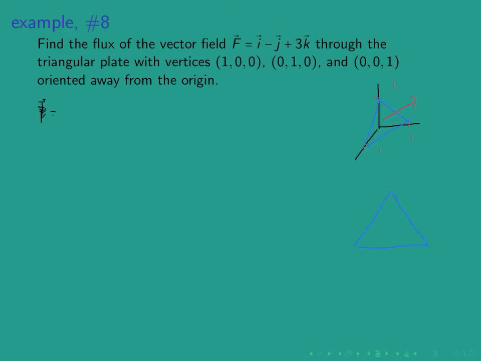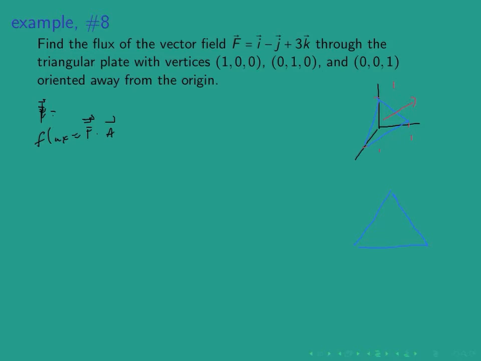sorry, let me erase that. No, I can't erase it. The flux should be equal to the vector field F dotted with the area vector, because we're in the simplest case. So really the only problem is to find the area vector, because we have the vector field.